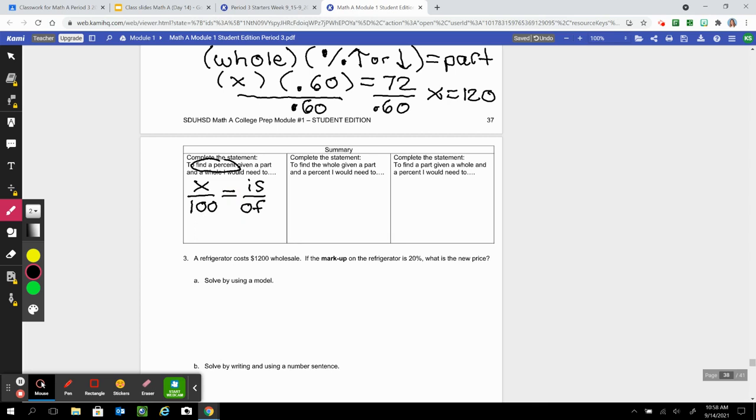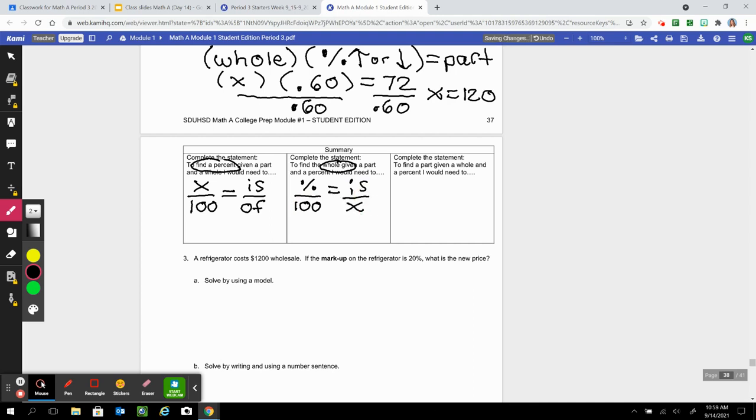Complete the statement. To find the whole given a part and a percent, I would need to write the percent over 100 equals is over x, because I don't know the whole.